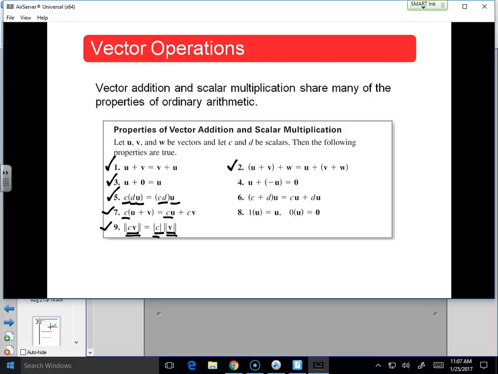What's this one called? Associative? Nice. Transitive is if A equals B and B equals C, then A equals C. Like you translate across, kind of. Does u plus negative u equal 0? That makes sense. Can you distribute scalars? That makes sense. 1 times u. Okay, these ones make sense.